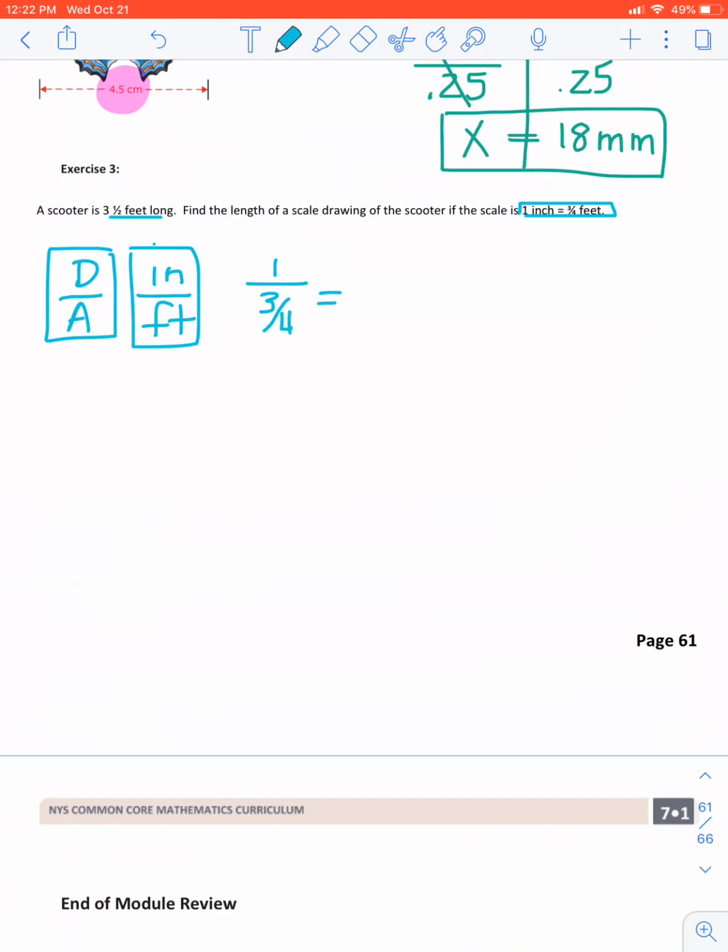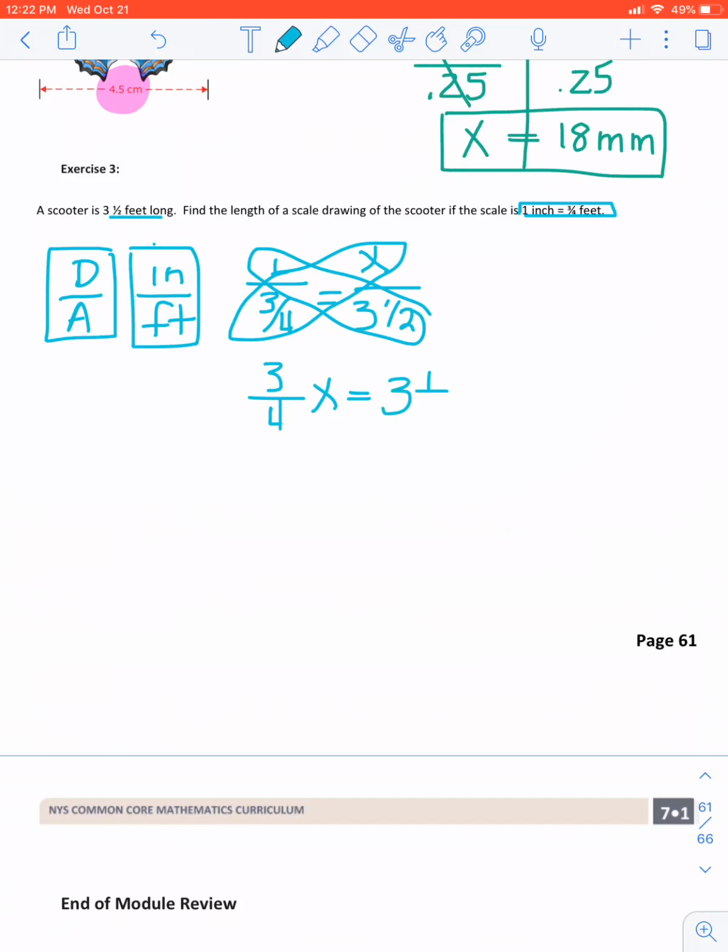Now 3.5 feet, that goes on the bottom because feet are on the bottom, and we're putting x on top. We're trying to find the length in the drawing. So we have 3/4 times x, so 3/4 x. And then we're going to do 1 times 3.5, which is 3.5. Okay, we're going to solve. We got to get rid of that 3/4. So we're going to divide both sides by 3/4.